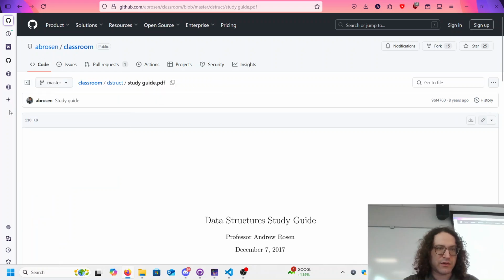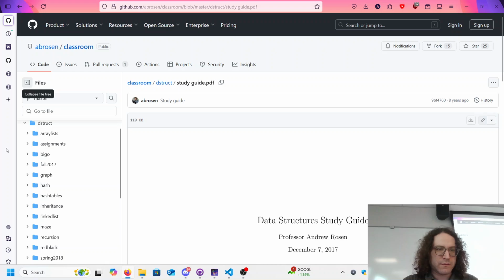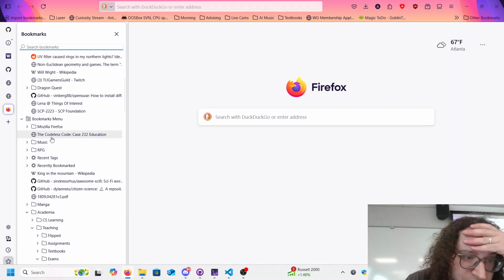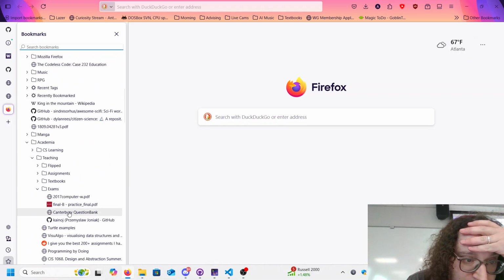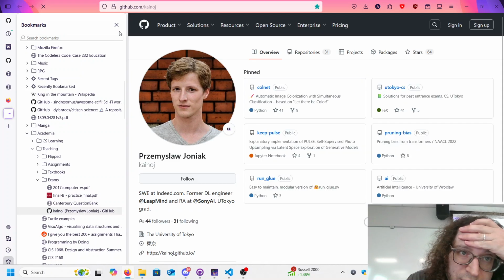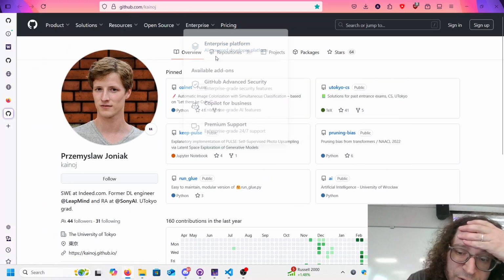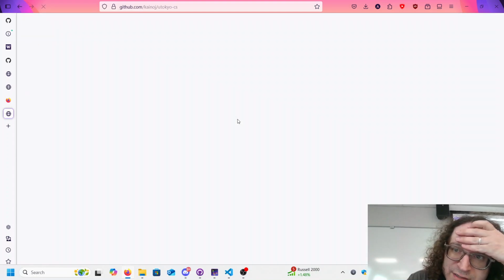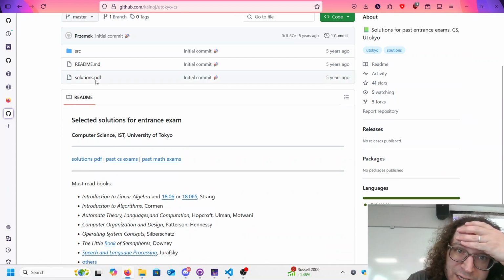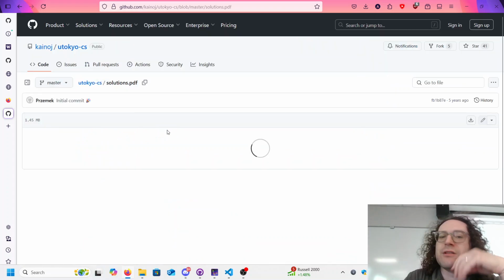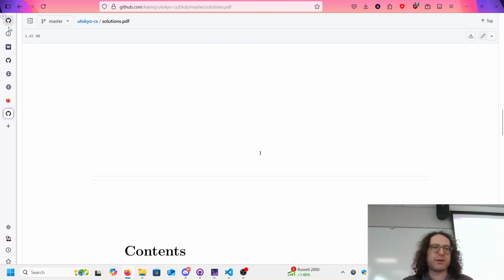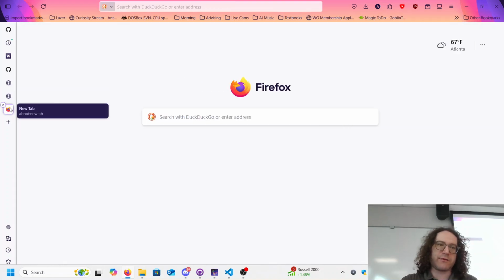bookmarks. No, I said bookmarks. Really? Ooh, interesting. Bookmarks. We are going to go to my exams. The URL should be visible in the recording. utokyo-cs, solutions for the practice exams. He has a solutions.pdf, and you can look up the specific solution for this exam.